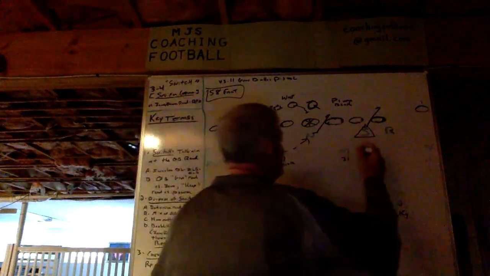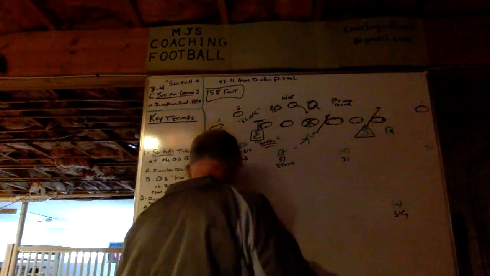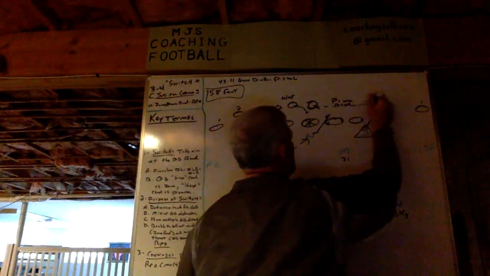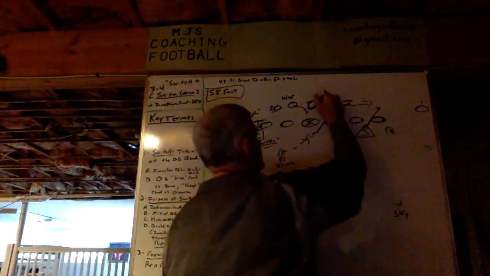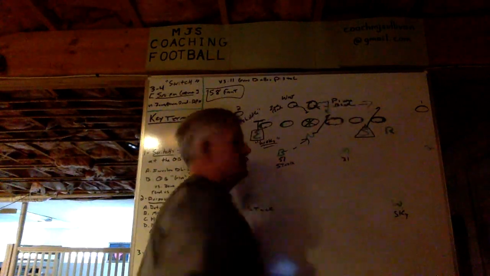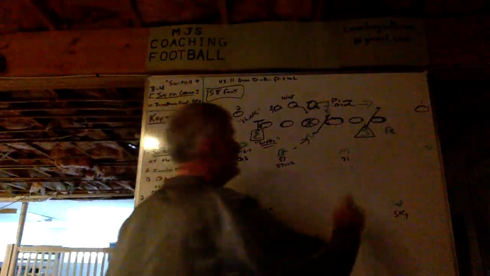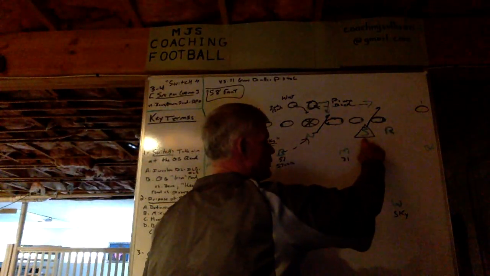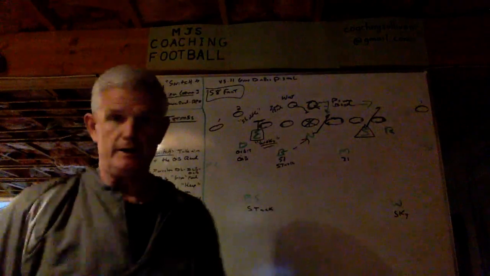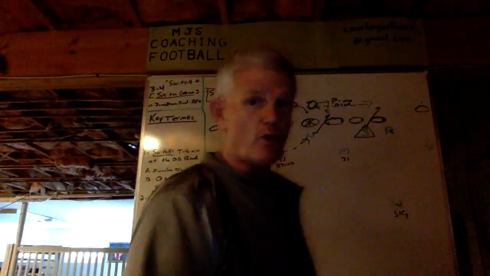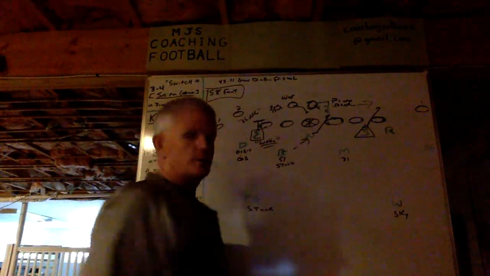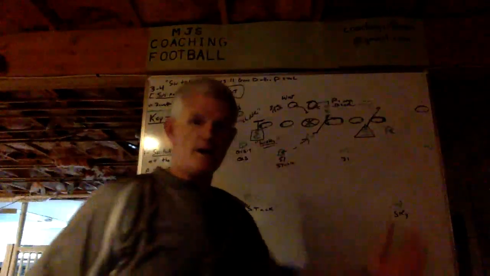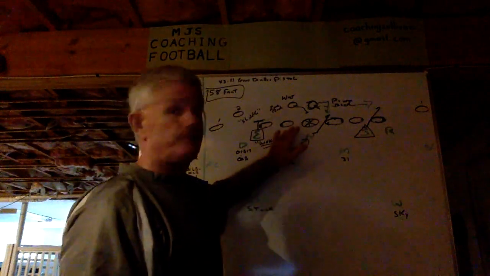Now, over here, power read. There's the outside portion of it. Here's the inside portion of it. In an odd front, this is who quarterbacks will read when it's the power read, more often than not. The backside guard is pulling and looping up to block linebackers.